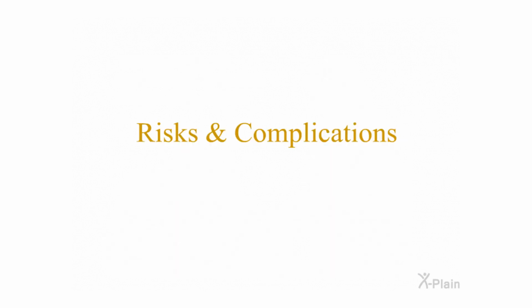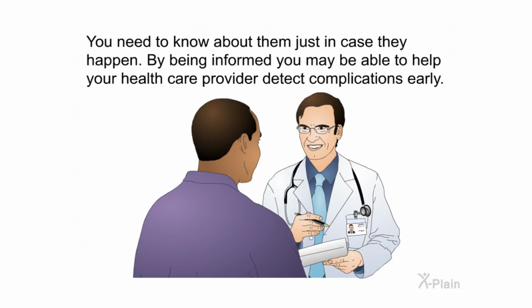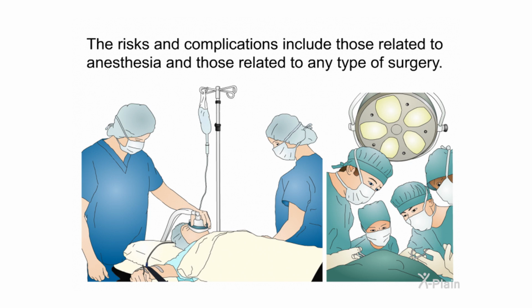Risks and complications. There are several possible risks and complications when you have surgery. You need to know about them just in case they happen. By being informed, you may be able to help your healthcare provider detect complications early. The risks and complications include those related to anesthesia and those related to any type of surgery.